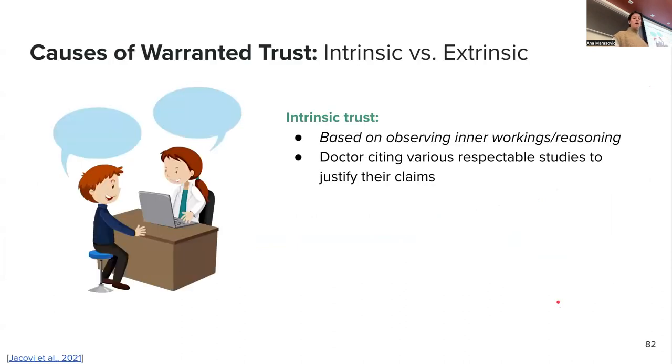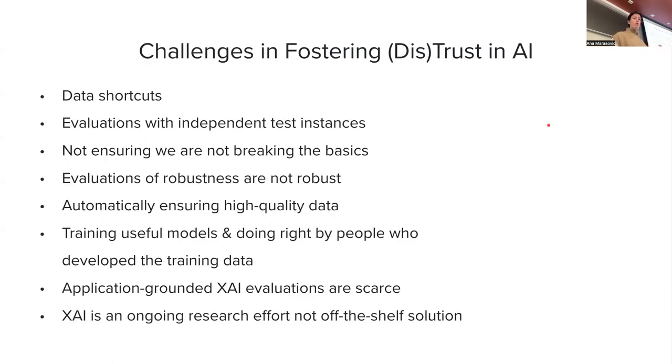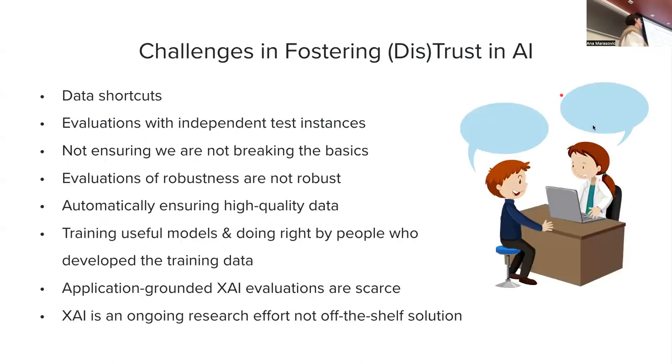And finally, we have talked about how we can incur warranted trust in a trustworthy model through intrinsic and extrinsic trust. And we have gone over many challenges in fostering distrust or trust in AI, because a lot of this relies on the evaluation we have. And as I have said multiple times now, the evaluation itself can be flawed. And because this is still an active research area, we are continuously fixing these mistakes as we go.